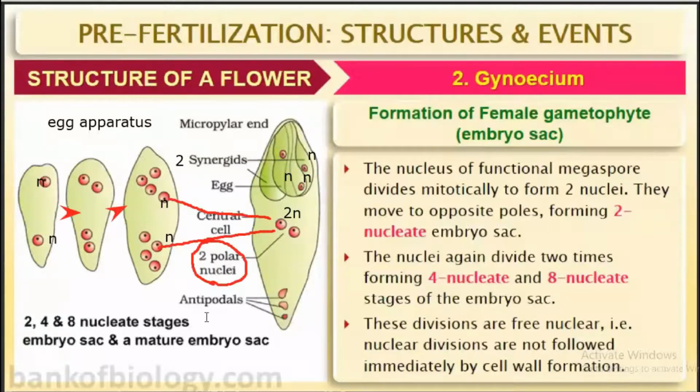Okay. Then antipodals. What about these antipodals? All the nuclei of all these antipodals, that means all the three nuclei, they are N. We can write here N. This also N. And what about this? That also N. Okay.